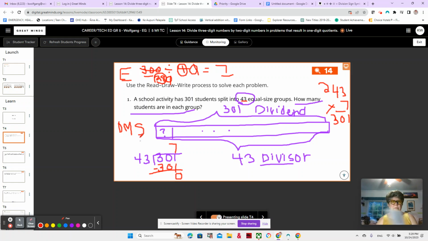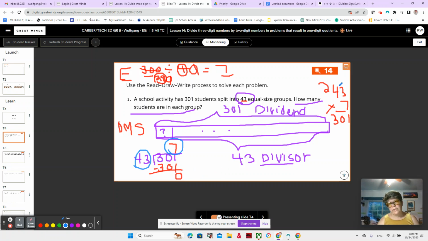Nice. Now I estimated, I divided. Now I have to check, right? Let's get blue for checking. And when I check, I'm going to take my quotient and multiply it by my divisor, and then I'm going to add any remainders.